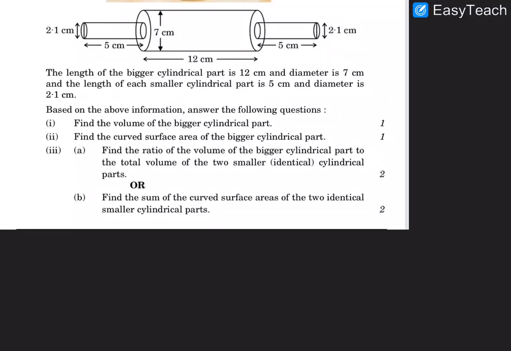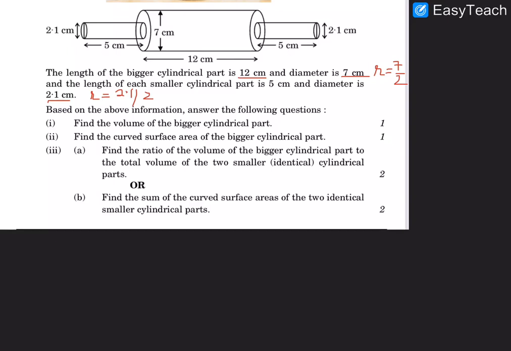This is one of the Board 2025 case-based study questions. The length of the bigger cylindrical part is 12 cm and the diameter is 7, that means the radius is 7 by 2. The length of each small cylindrical part is 5 cm and diameter is 2.1, so again the radius is 2.1 by 2. Find the volume of the bigger cylinder.